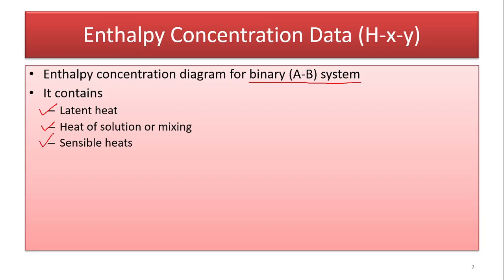Third thing is the sensible heat. Sensible heat is the heat required to change the temperature of any material, any mixture, any solution, keeping the phase unchanged or keeping the phase constant. Means if any material in the liquid phase is at 50 degrees Celsius and you supply the heat, the material is now at 70 degrees Celsius in liquid phase.